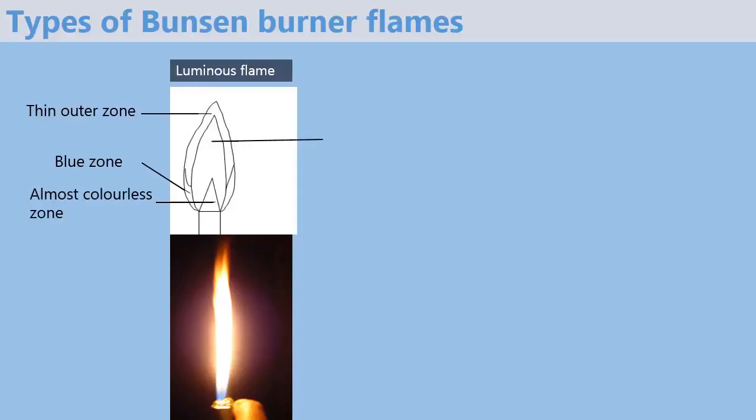Next is the almost colorless zone. This is found in the middle part of the flame where no air reaches, and therefore it is composed mainly of unburnt gases. The bright yellow zone mainly consists of tiny particles of hot glowing carbon that give out the light. In this zone or region, the air supply is limited and there is incomplete combustion of the gas.